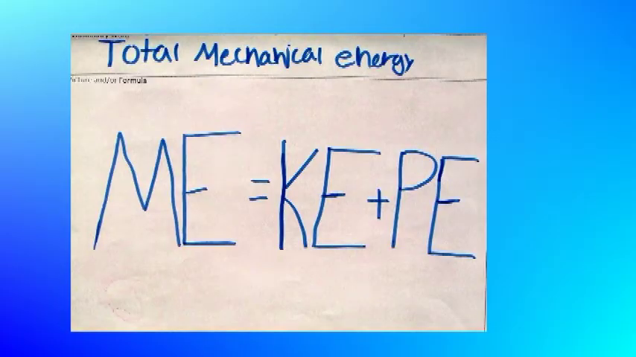Mechanical energy. As you see, this is an equation of mechanical energy. So ME stands for mechanical energy, KE stands for kinetic energy, and PE stands for potential energy. So ME equals KE plus PE. Remember, mechanical energy is measured in joules.